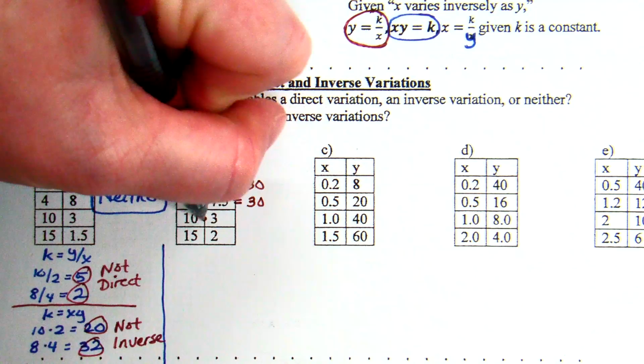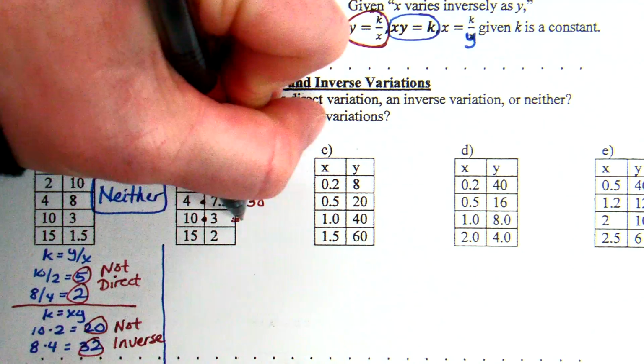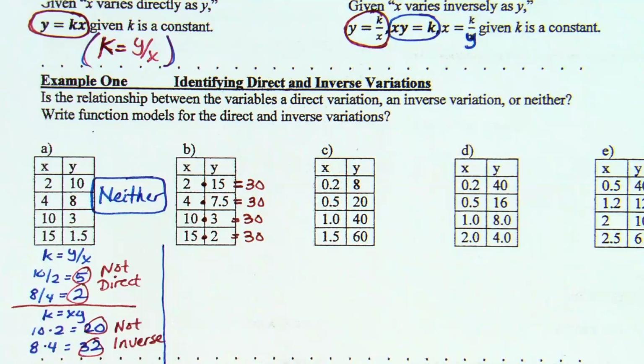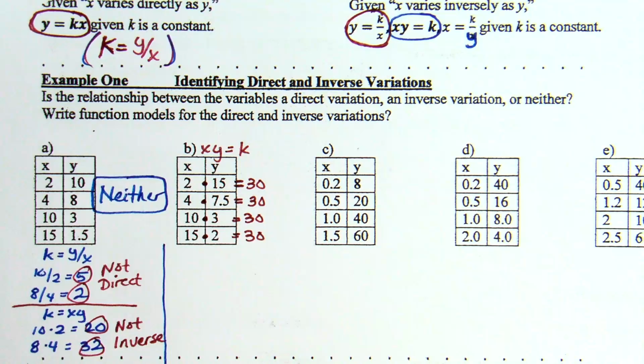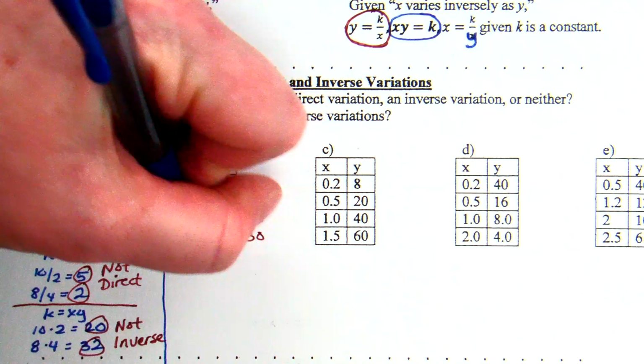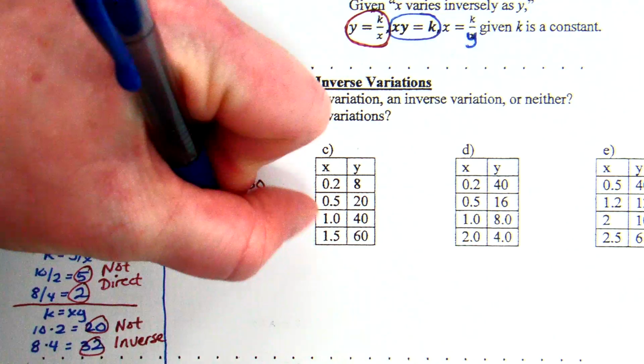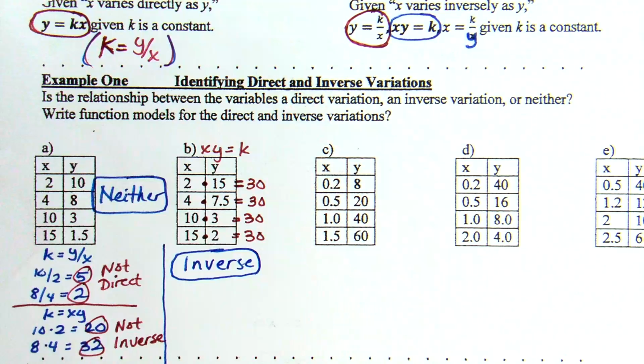What's 10 times 3? 30. What's 15 times 2? 30. Oh, what happened? They all multiplied to be the same? So it is inverse because, what did we just fulfill? x times y equals k, right? Because they multiplied, x times y equals k, that tells me that this is inverse. Now, go back and check the directions because I know we have to say more than just inverse.